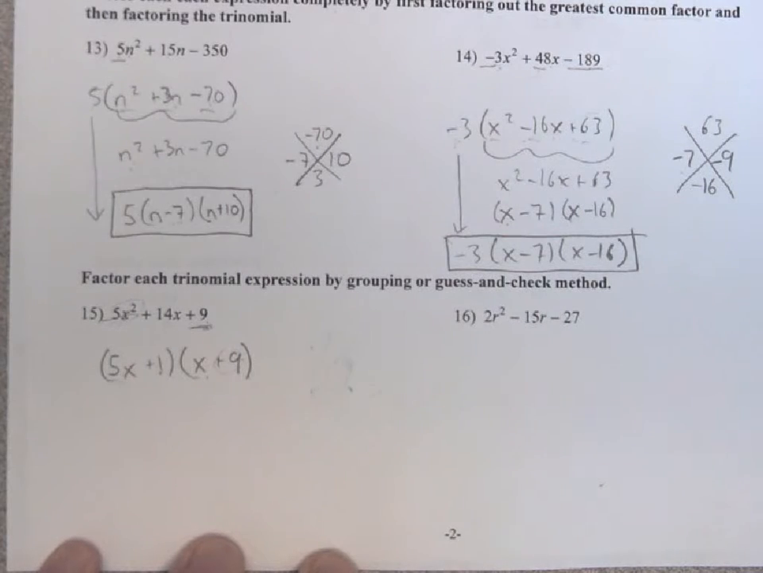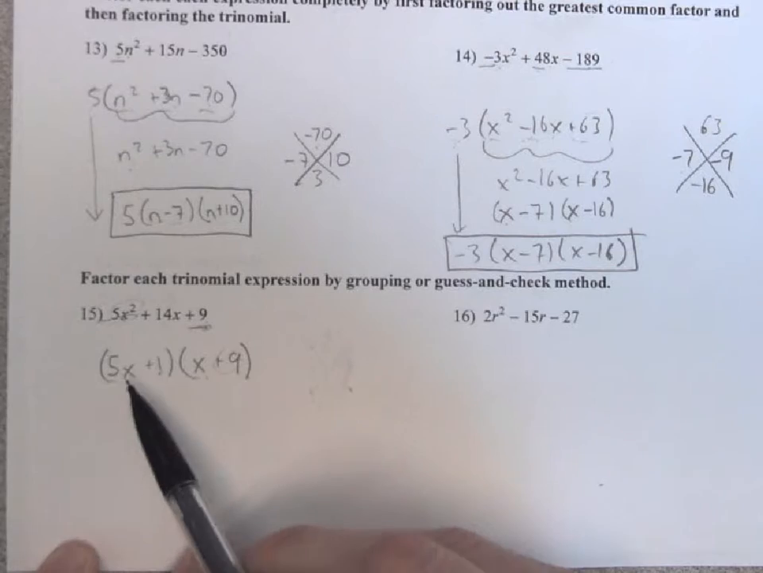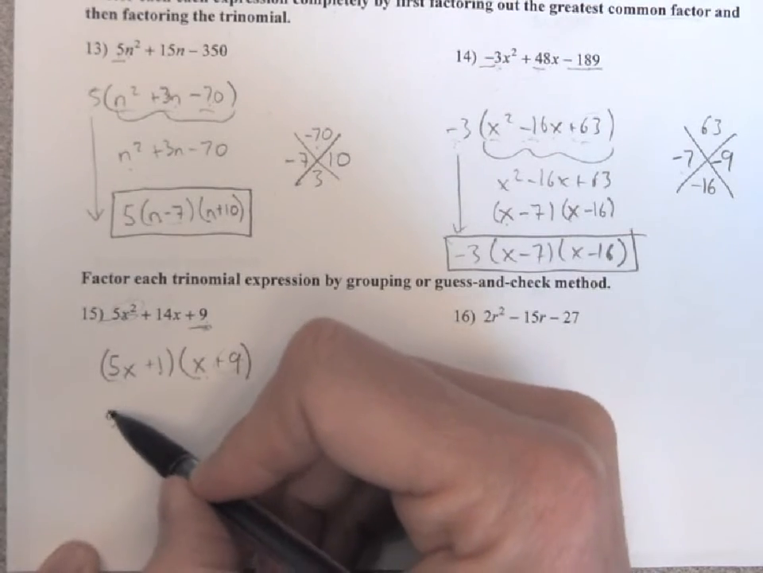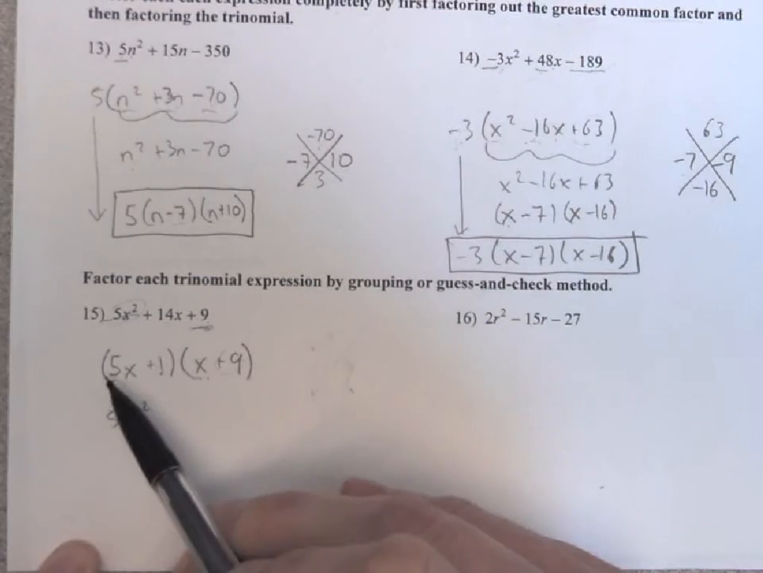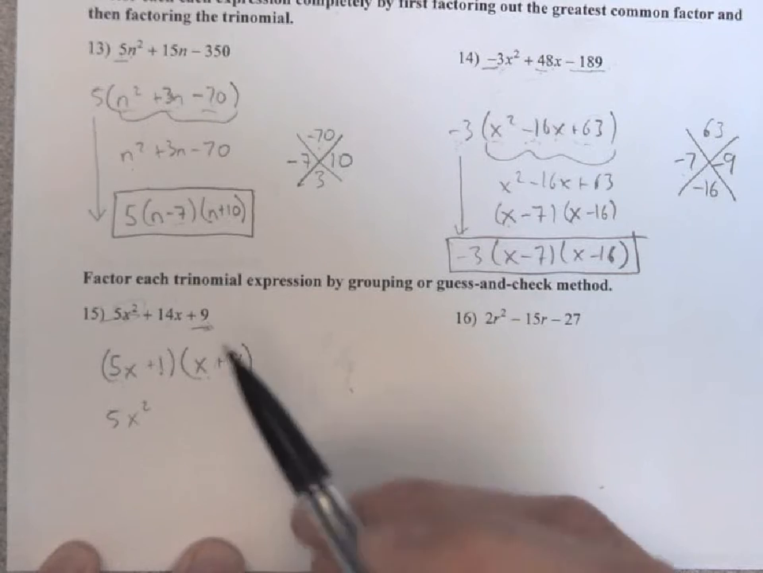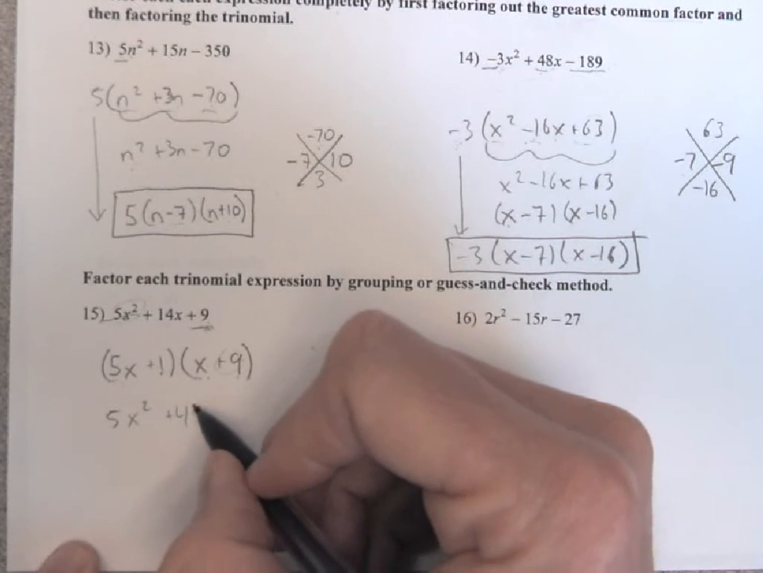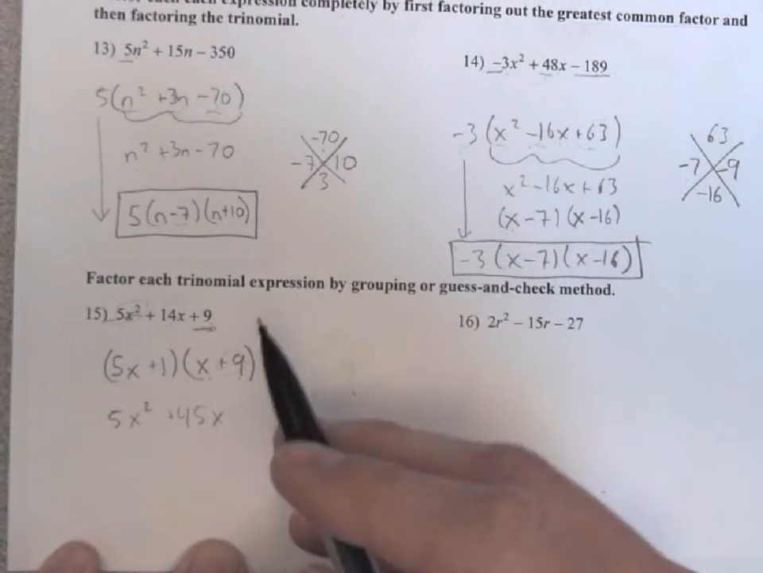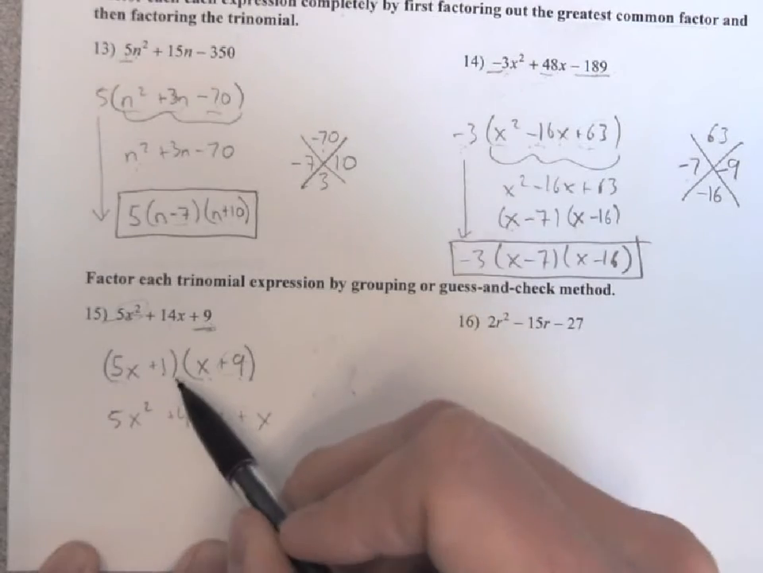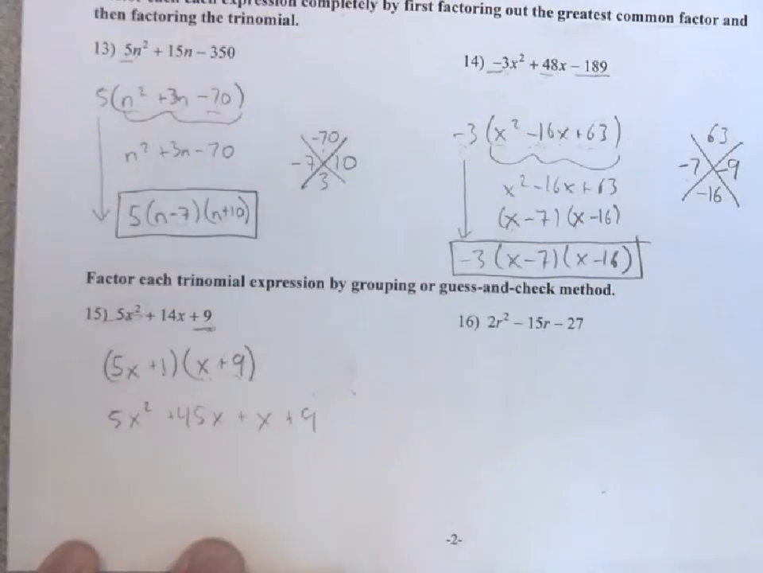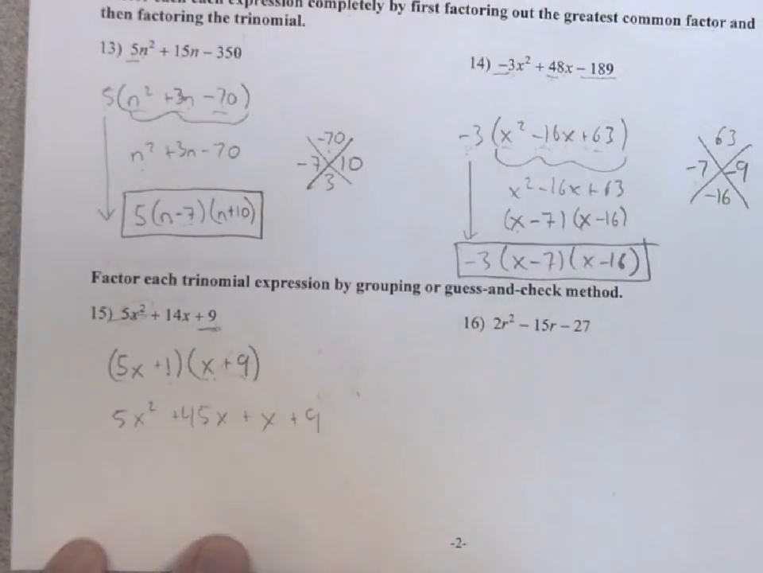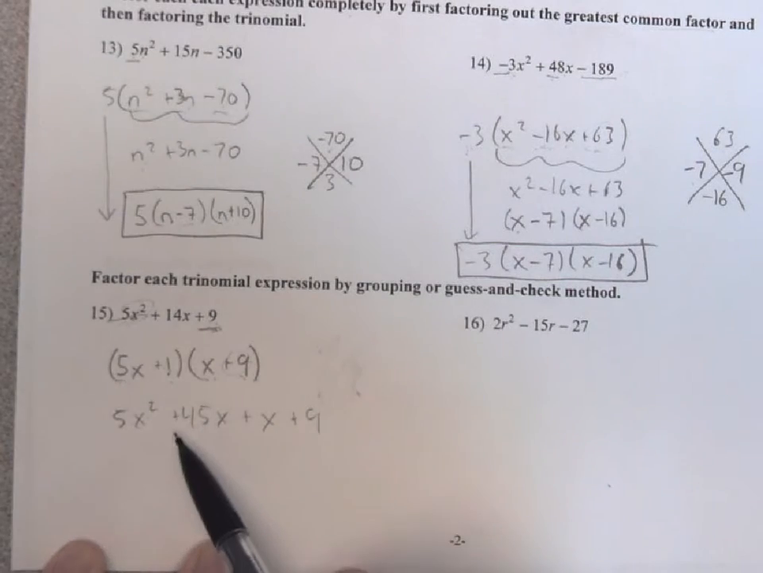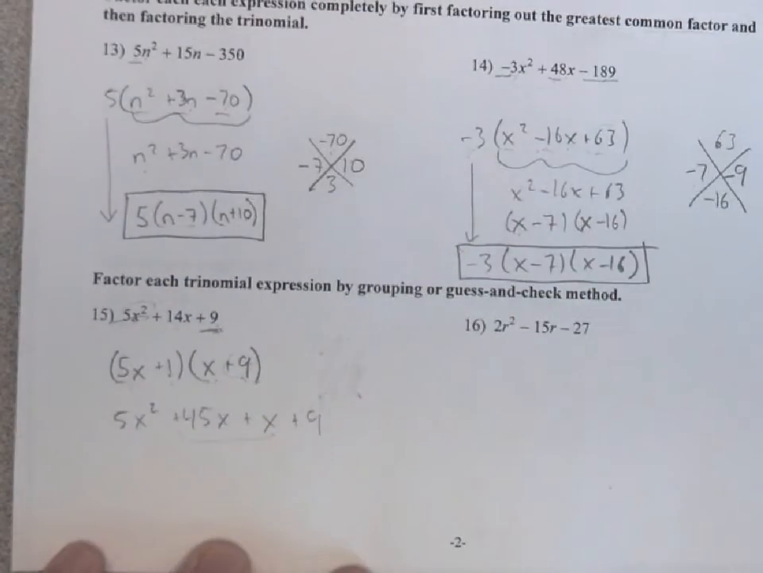So in order to figure that out, we're going to actually FOIL to see what happens. So 5x times x is the 5x squared. Okay, I knew that was going to happen. 5x times 9, well, 5 times 9 is 45, so this is 45x. 1 times x is just 1x or x, and then 1 times 9 is 9. So you can see that I got the right first term and the right last term, but these two middle guys are going to combine to give me a 46x, and I'm trying to get a 14x.